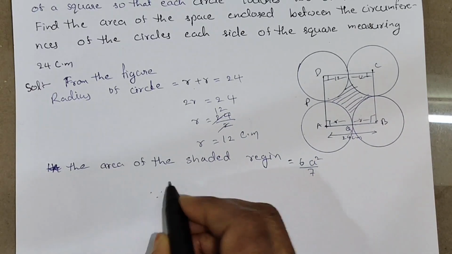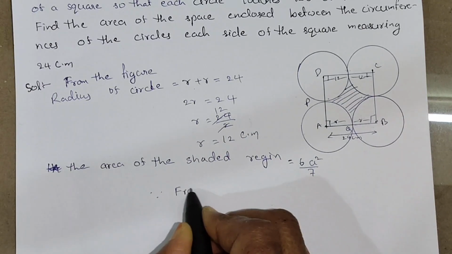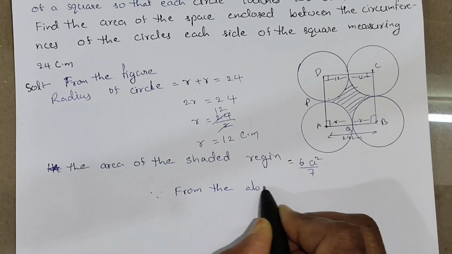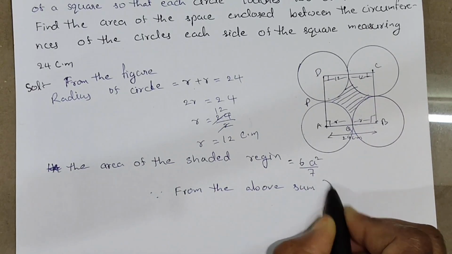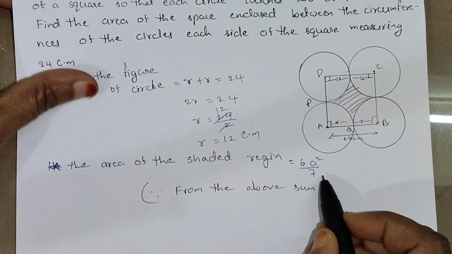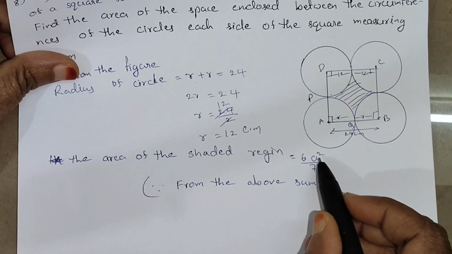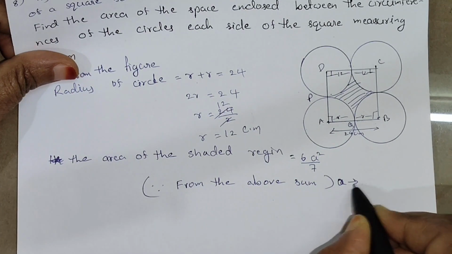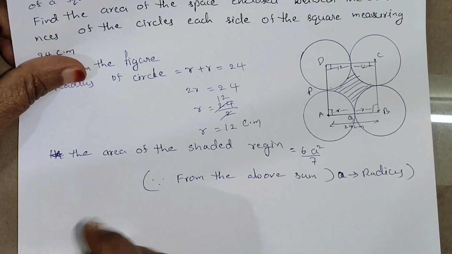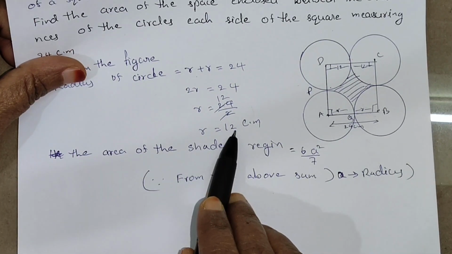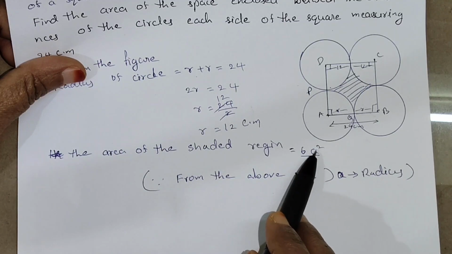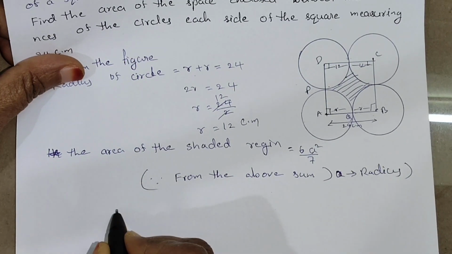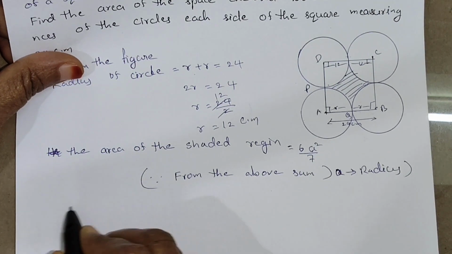So from the above sum, we take this one. Now we use this one. Here we know the radius: a is the radius. Now r equals 12 centimeters, so a equals 12. We substitute 12.